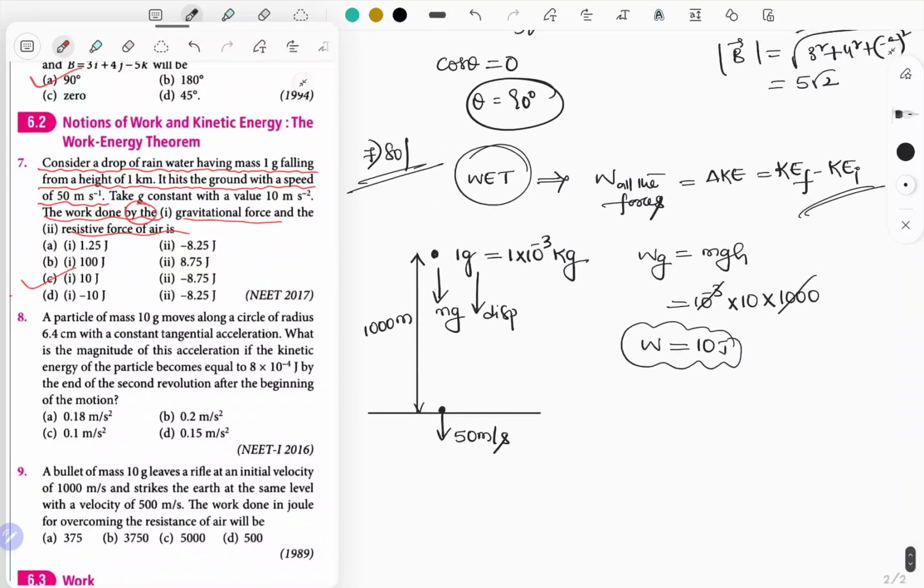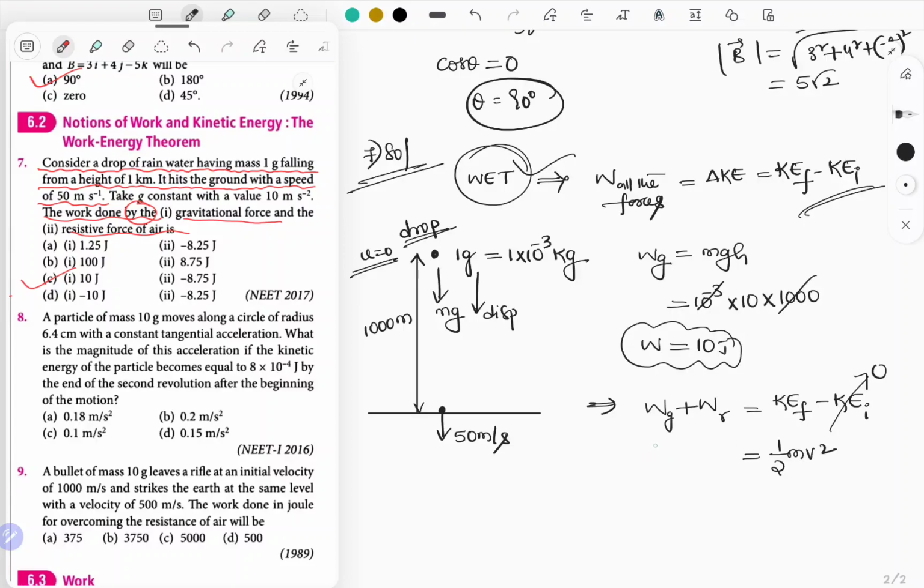Then how can I calculate the work done by the resistive force? I said the work energy theorem is that work done by all the forces is equal to the change in kinetic energy. So work done by all the forces, in the sense work done by gravitational force and work done by resistive force, is equal to the change in kinetic energy, that is final kinetic energy minus initial kinetic energy. Initially we are dropping the particle. What is the meaning of dropping? What about its initial velocity? Initial velocity is equal to 0. That means initial kinetic energy is 0. And the final kinetic energy of this particle is going to be 1 by 2 mv square.